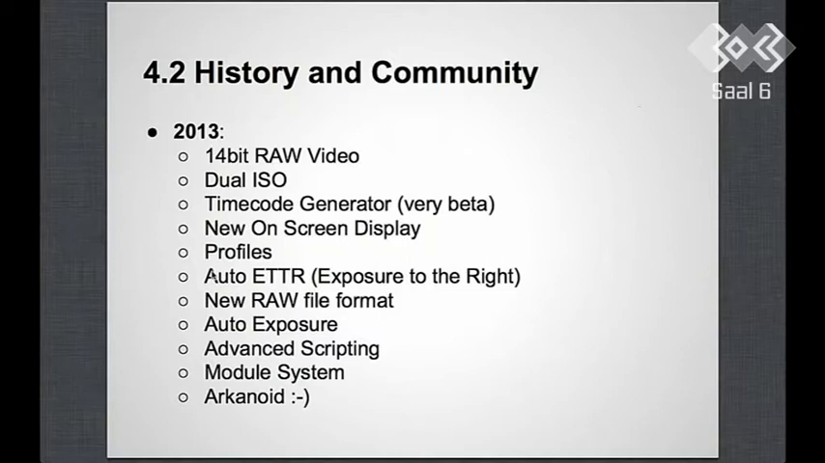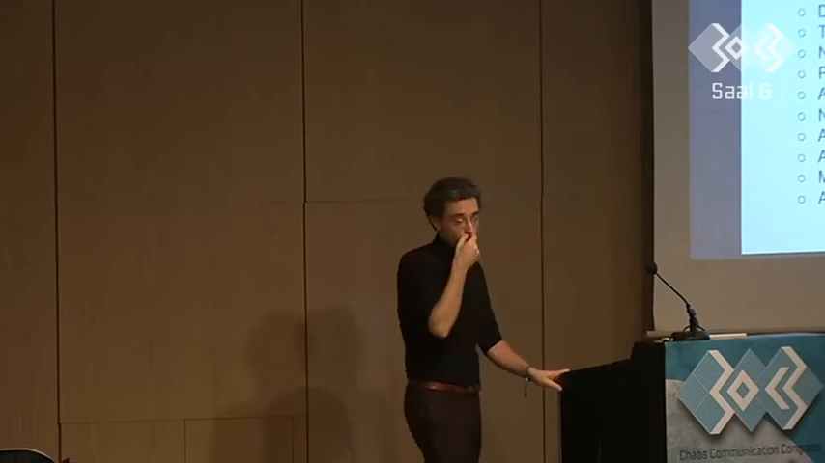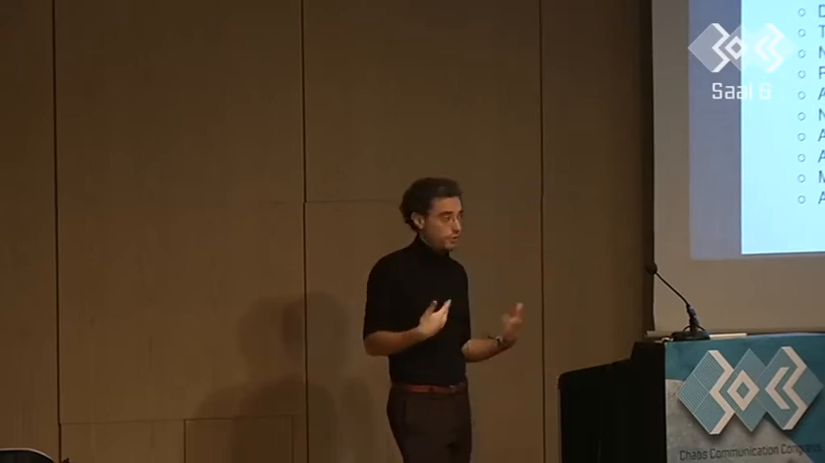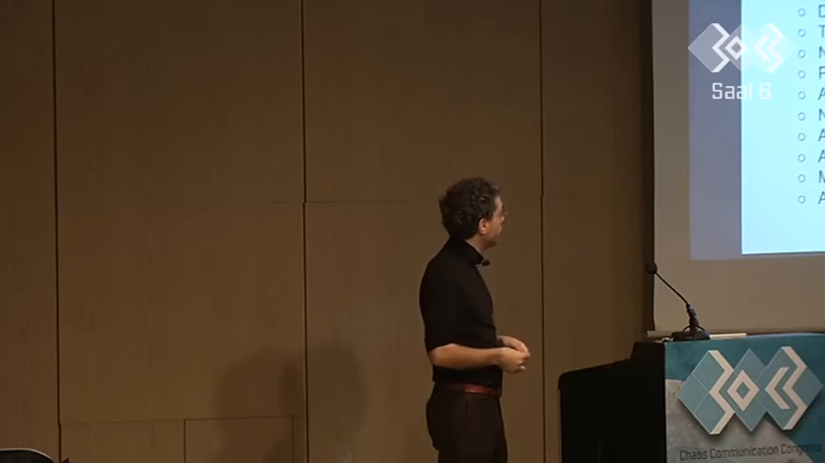There are profiles, so you can have different configurations of Magic Lantern. For example, I know I'm on a photo shoot and I'm shooting portrait, or now I'm on a video shoot and I'm shooting night, and I just switch my profile and everything is changed in the camera. It also helps if you're making a documentary and you can't really control the situation, then it's really great to have these pre-configured profiles. There's auto exposure to the right.